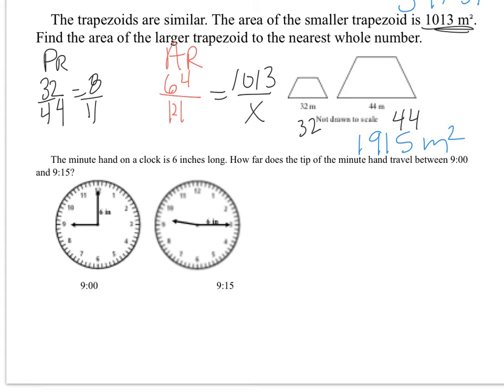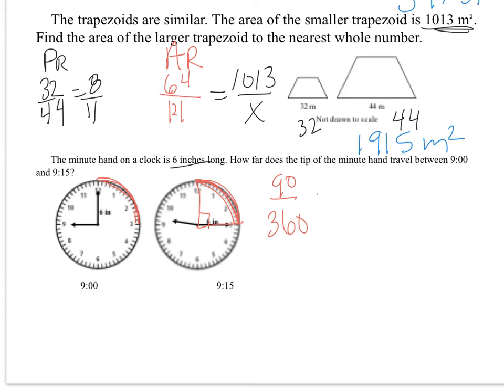Next one, if you can't see, well, it does tell you that it's 6 inches. It's asking how far does this travel. So it's saying from here to here. How far does it travel? So it's basically asking, here's my angle. What's the length of this arc? So that's arc length. My angle would be 90 out of 360.